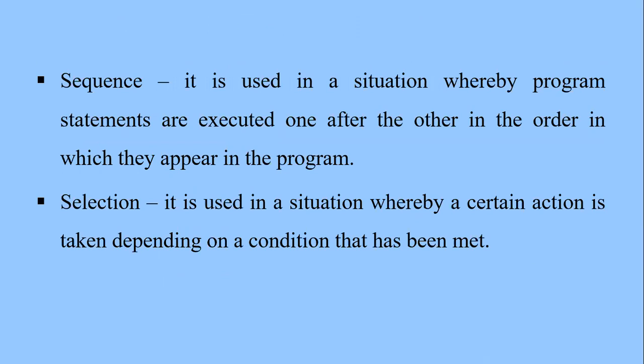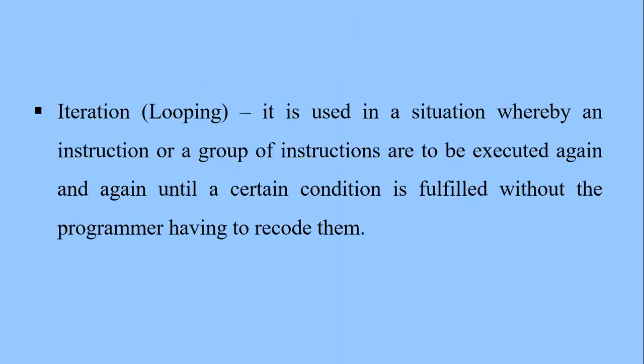Selection control structure is used in situations whereby a certain action is taken depending on a condition that has been met. While iteration or iterative control structure, which we also call looping, is used in a situation whereby an instruction or a group of instructions are to be executed again and again until a certain condition is fulfilled, without the programmer having to rewrite the instructions or the statements.